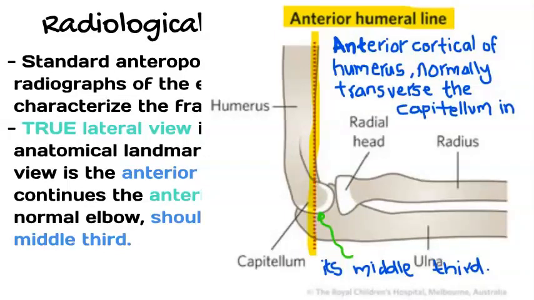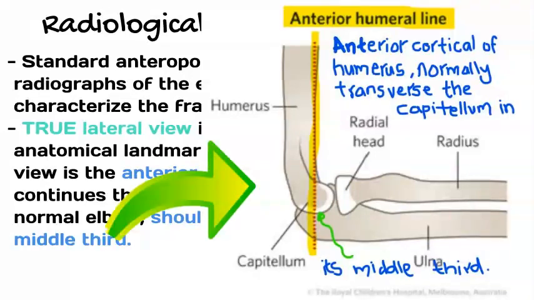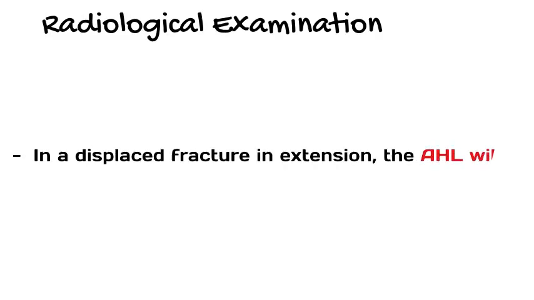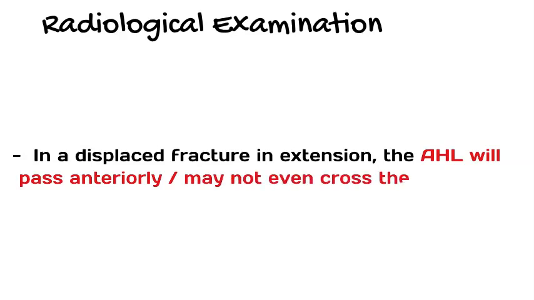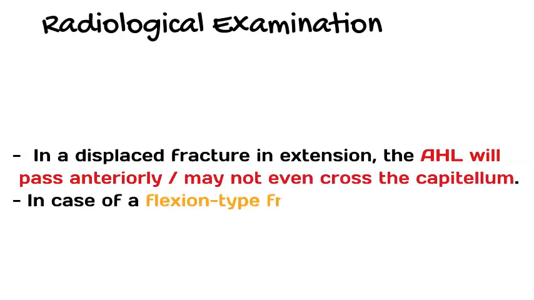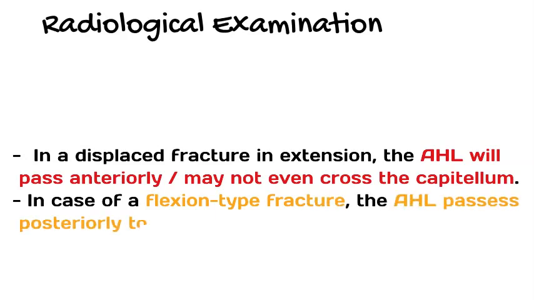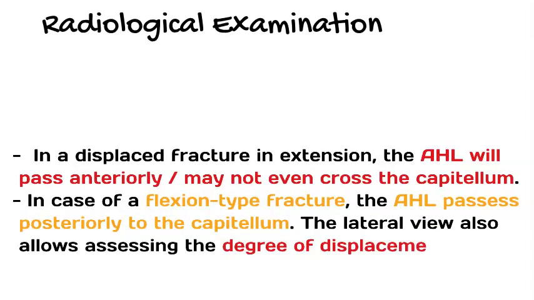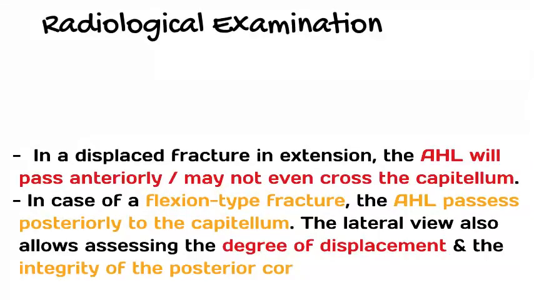This figure illustrates the anterior humeral line. As you can see, the anterior cortex of the humerus will normally traverse the capitulum in its middle third. In a displaced fracture in extension, the anterior humeral line will pass anteriorly or may not even cross the capitulum. In case of a flexion-type fracture, the anterior humeral line passes posteriorly to the capitulum. The lateral view also allows assessing the degree of displacement and the integrity of the posterior cortex.